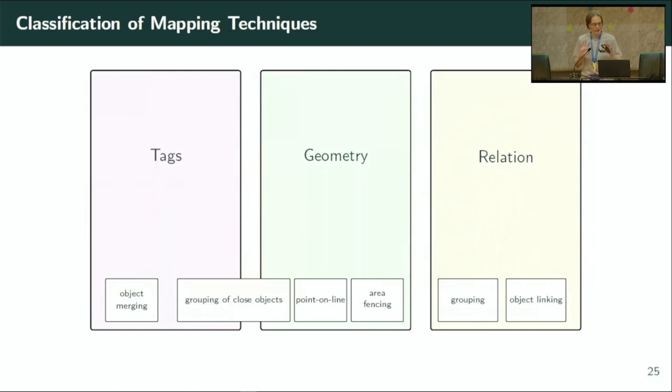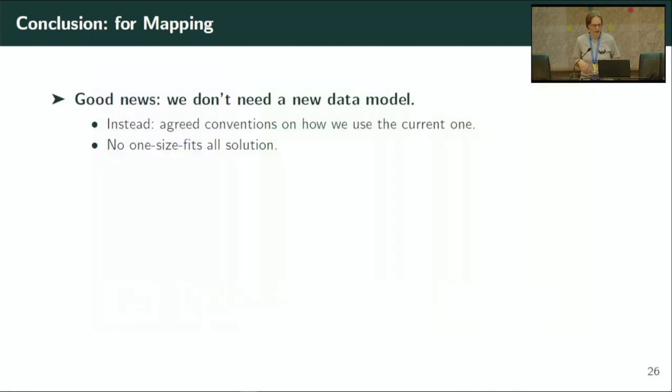So this is basically the basic technique I found, which we're really kind of using every day, not really talking about it, but already have. So what are the conclusions for mapping here? The good news is, I think if we want to look more into complex objects, we don't need a new data model. So our data model is fine. We can just use it.